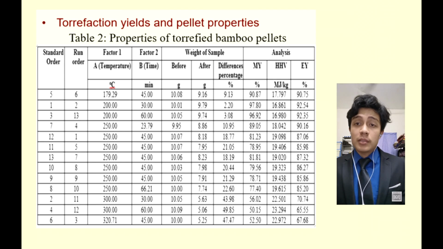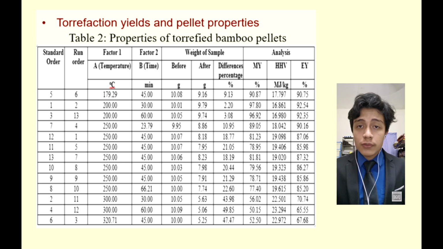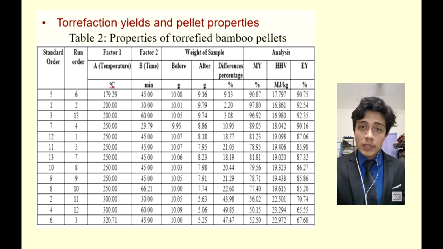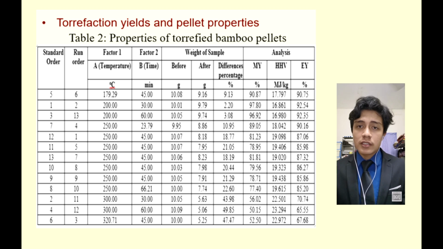As you can see at Table number 1, it shows the data for every response after the torrefaction processes. For the result, the mass yield of the bamboo pellets is decreasing as the temperature of the torrefaction increases. This is because of the decomposition of the bamboo pellets, such as the moisture content and the hemicellulose turning into volatile matter.